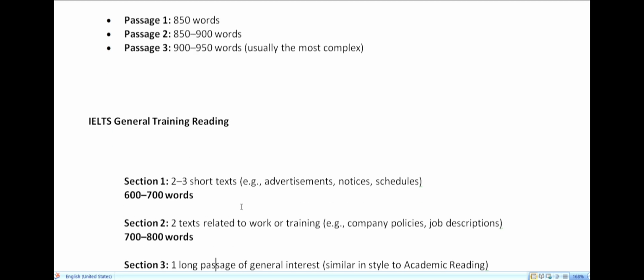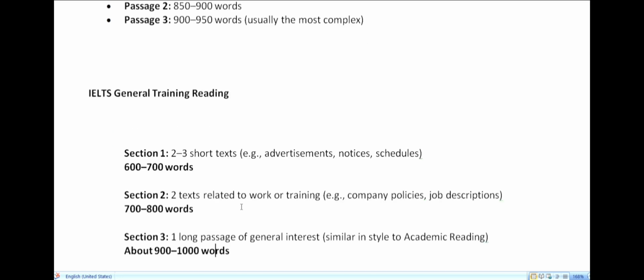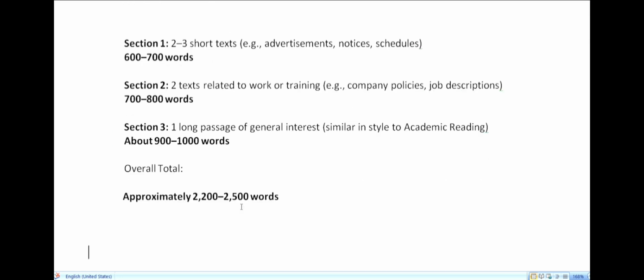When it comes to section 1, they have 2 to 3 short texts. It can be an advertisement or notice or a schedule, and the word count is 600 to 700 words. Section 2 has 2 texts related to work or training, for example, describing how company policies work and what the different job descriptions are. The word count increases by 100 words in comparison to section 1. The last one, section 3, is a long passage of general interest.